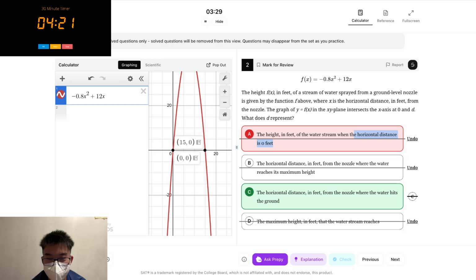That's correct, but they're missing the fact that 15 is also contained at 0. Whereas 18, the height should be 0. The horizontal distance is different. The horizontal distance is 0 and 15, so that's incorrect.